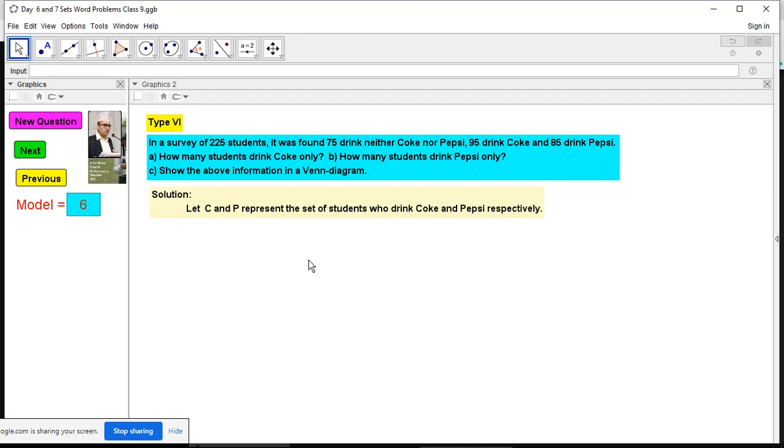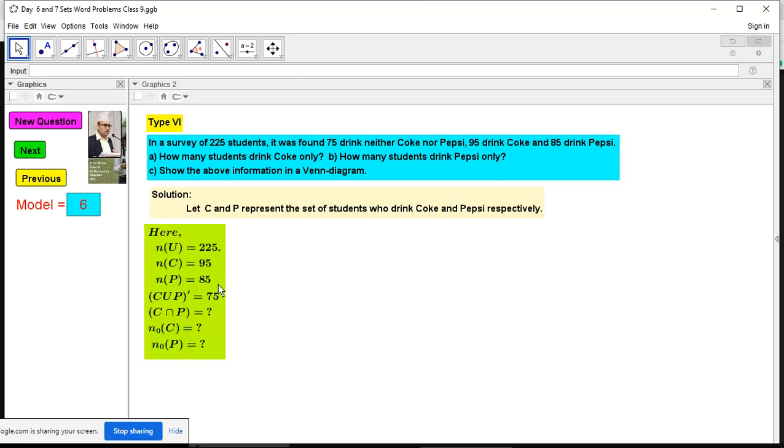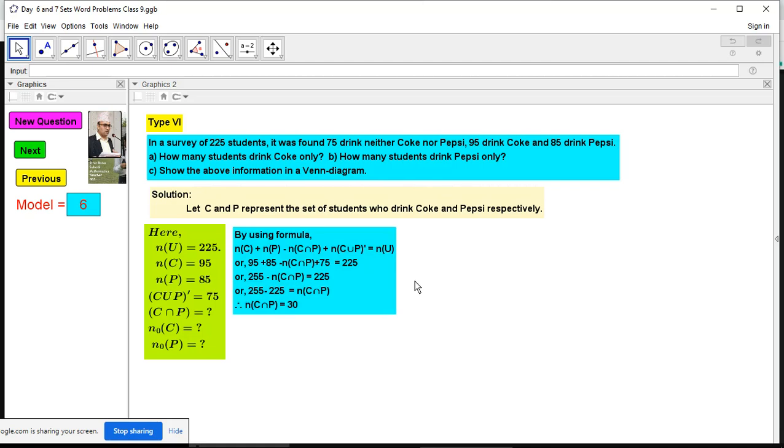Now moving to the next part, dear students. Here also I suppose C and P represent the sets of students, Coke for C and Pepsi for P. Here I have mentioned, dear student, the union is 225, C is 95, P is 85, the complement is 75. The intersection is not asked but is a hidden question. That's why we need to find only C and only P. Before finding the only part, we need to find the intersection.